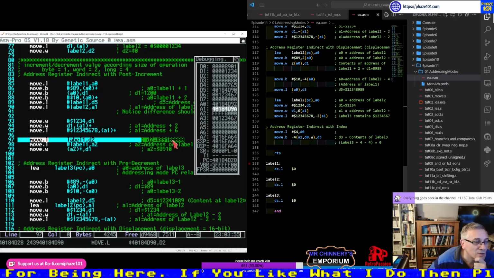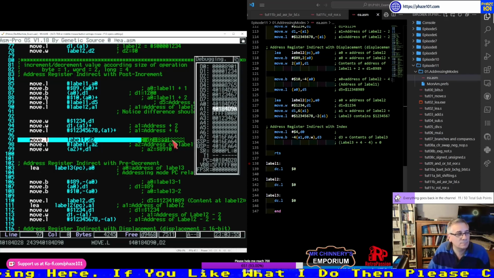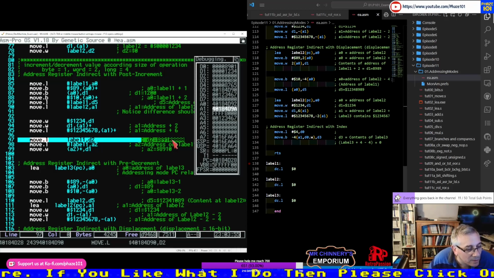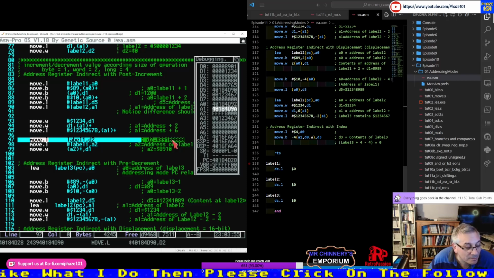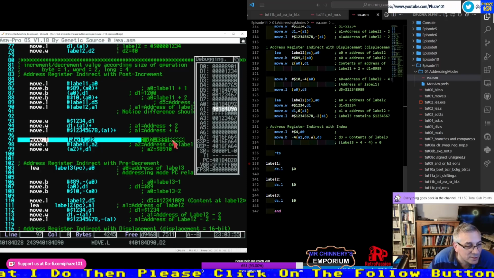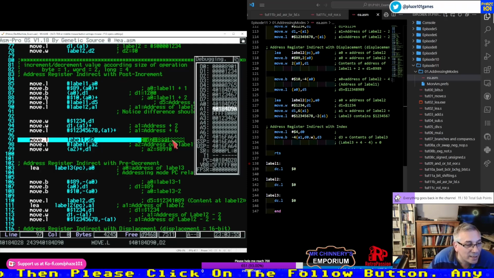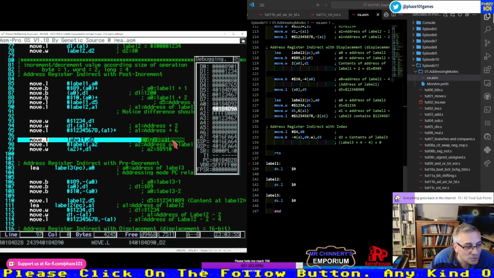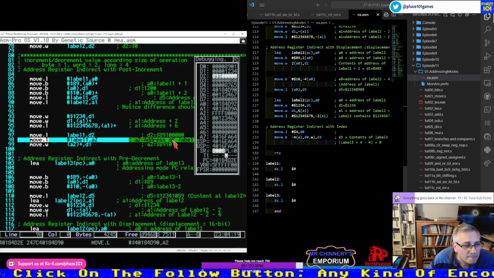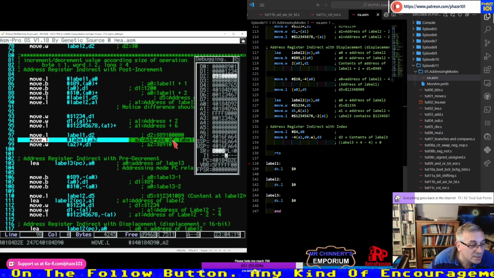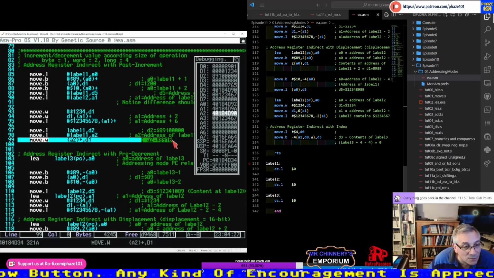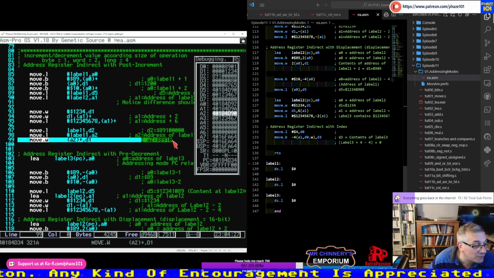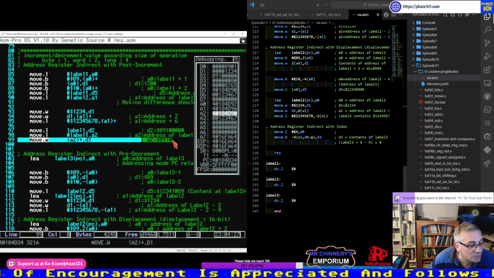Now we're going to move the label into the 2, but the contents, okay? So the first 4 bytes, what we have in label 1 into the 2, as you can see. And now we're going to move the address of label 1 into A2, just to show the difference, okay, between a label when you put a hash and not.